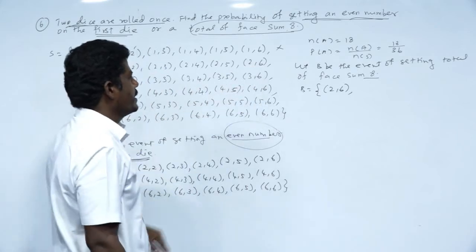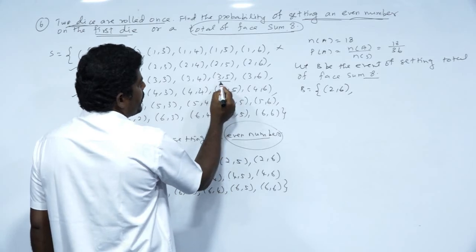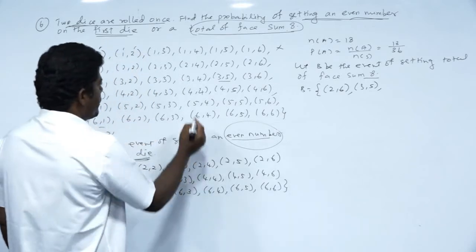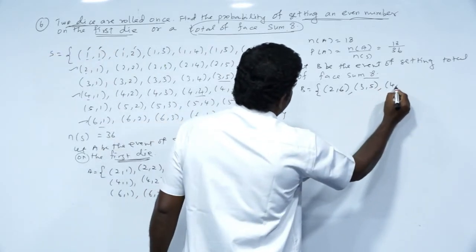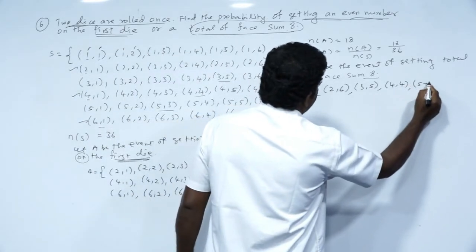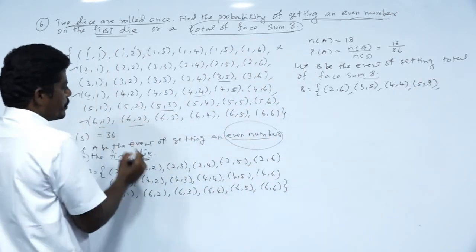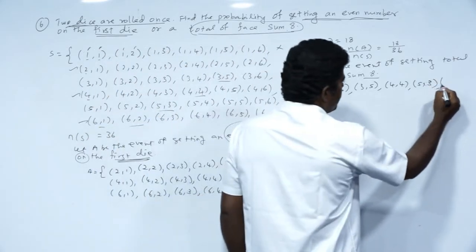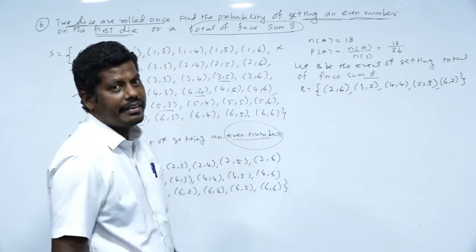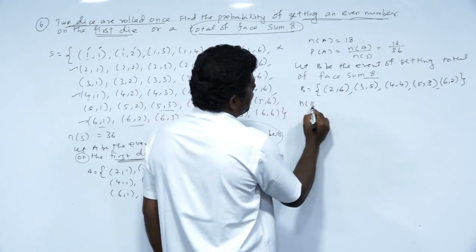So 2, 6. After that, here 3 plus 6 is 9, you leave it. Here 3 plus 5 is 8, you take 3, 5. After that, 4 plus 4 is 8. After that, 5 plus 3 is 8. After that, 6, 2 is 8. Understand, my dear students? Only 5 possibilities. So now, n of B is equal to 5.